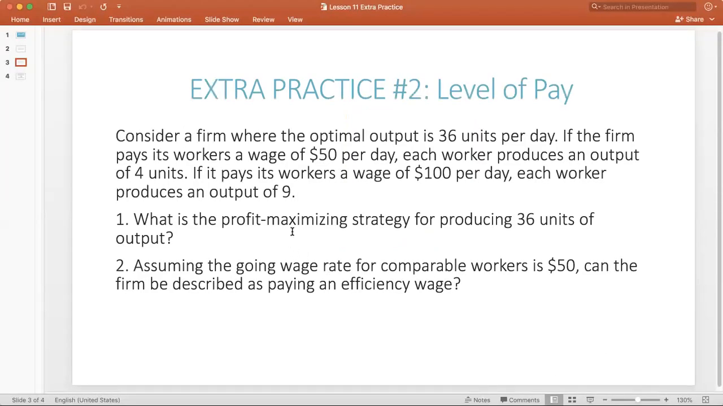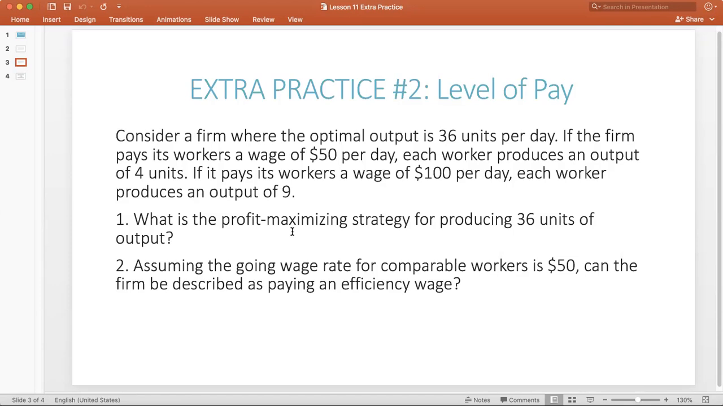So then part 2, assuming the going wage rate for comparable workers is $50, can the firm be described as paying an efficiency wage? So this problem was more conceptual than I thought, but not too hard. This move would be consistent with an efficiency wage strategy, but whether the $100 could actually be considered the efficiency wage depends on whether further increases in the wage continue to increase profits. Because if increases in the wage still increase profits, then the $100 that's far above the going wage rate would not be an efficiency wage.